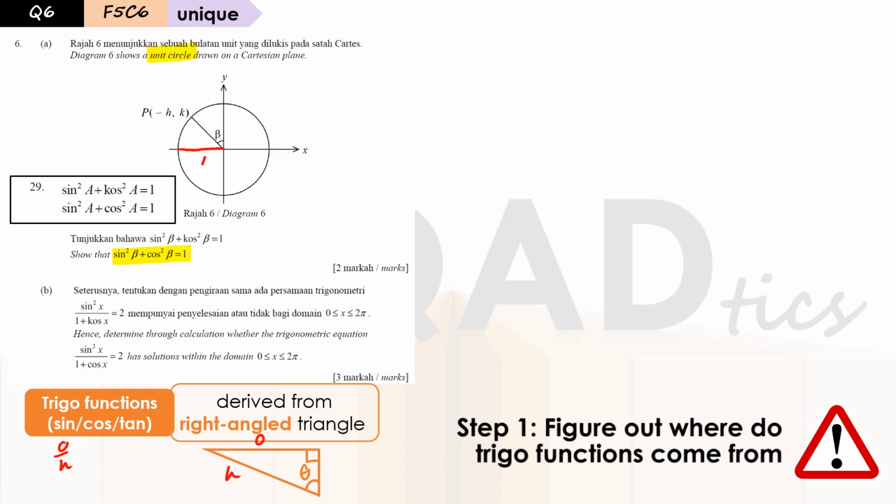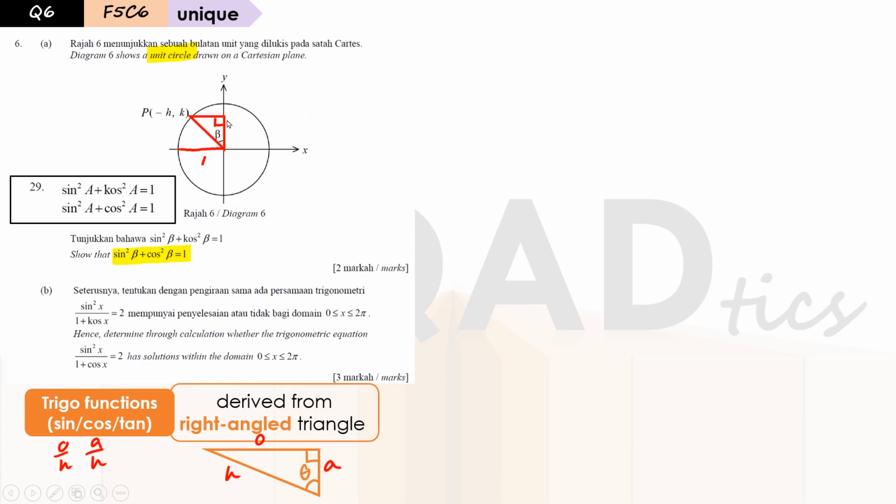And for cos, how do we find it? We can use the adjacent from this triangle and divide by the hypotenuse. So here will be A divided by H. Everything comes from the right angle triangle. So coming back to our question, in this diagram, why don't we draw that right angle triangle as well? It can be something like this. This is our right angle triangle, and let's find all the lengths of this triangle.